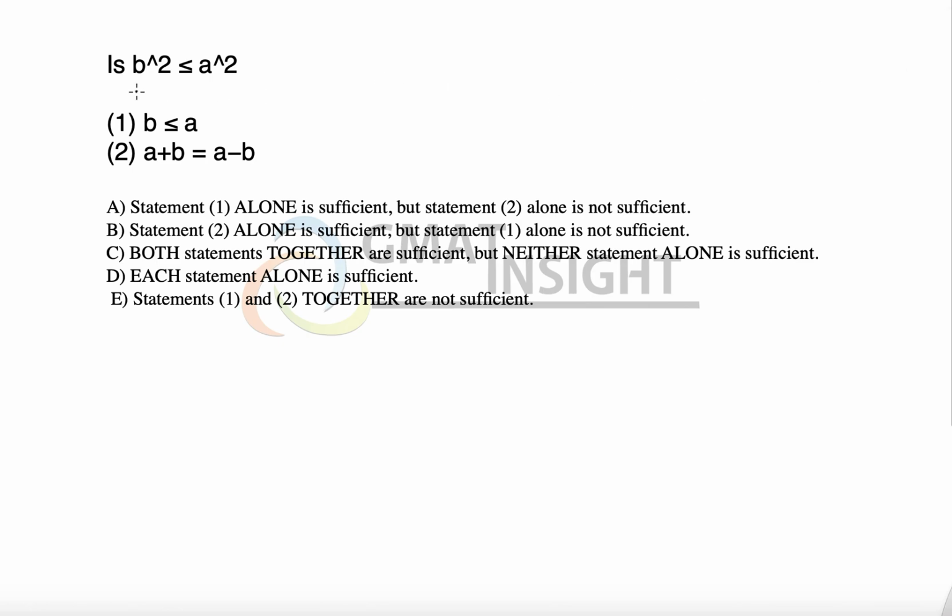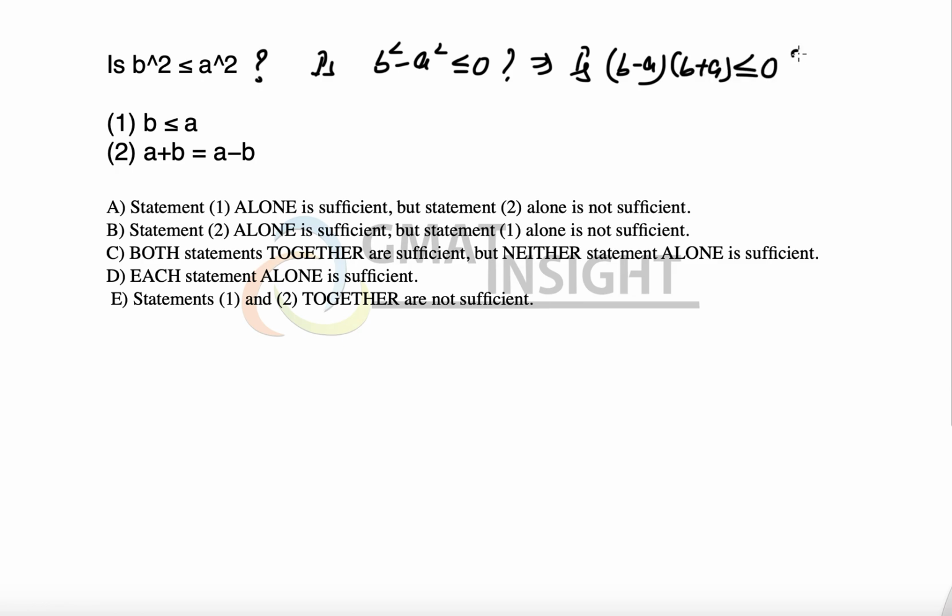Now here we have a question. It's an inequality question. The question is asking, is b square less than or equal to a square or not? So we always like to simplify such expressions if possible. So this question further becomes, is b square minus a square less than or equal to 0, which can further become, is (b minus a) times (b plus a) less than or equal to 0 or not? And the answer of this question needs to be given in the form of either yes or no.